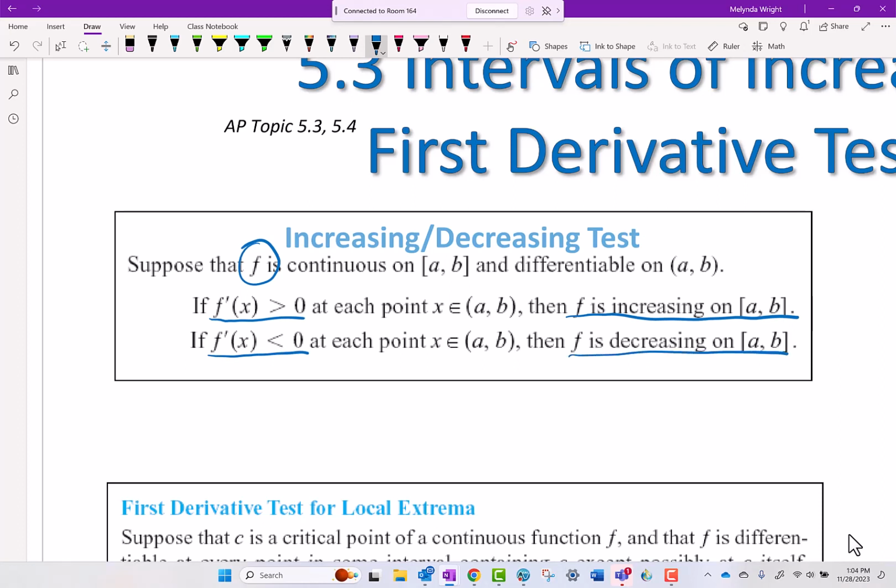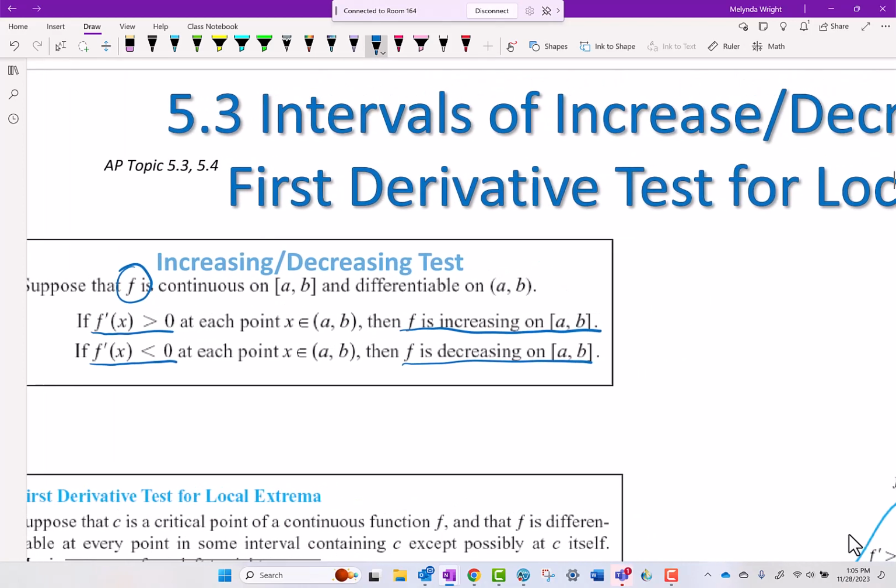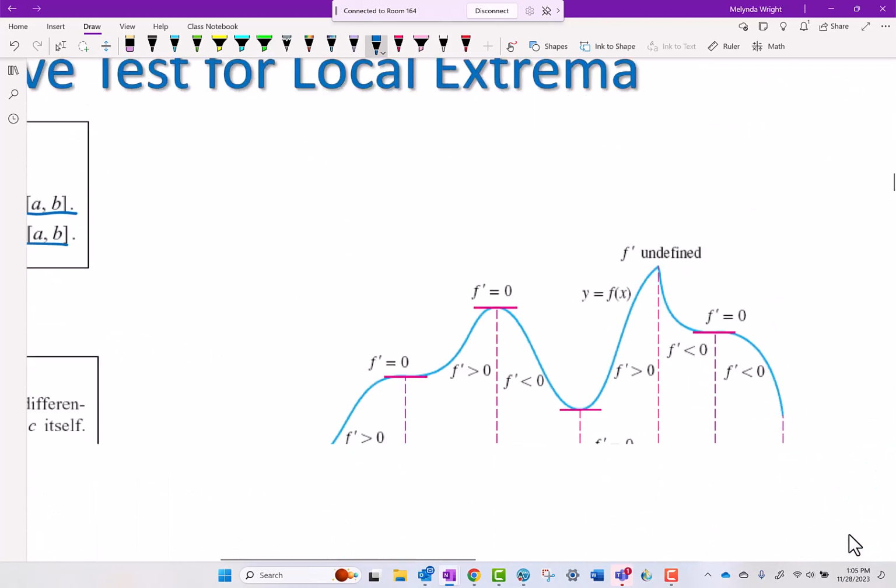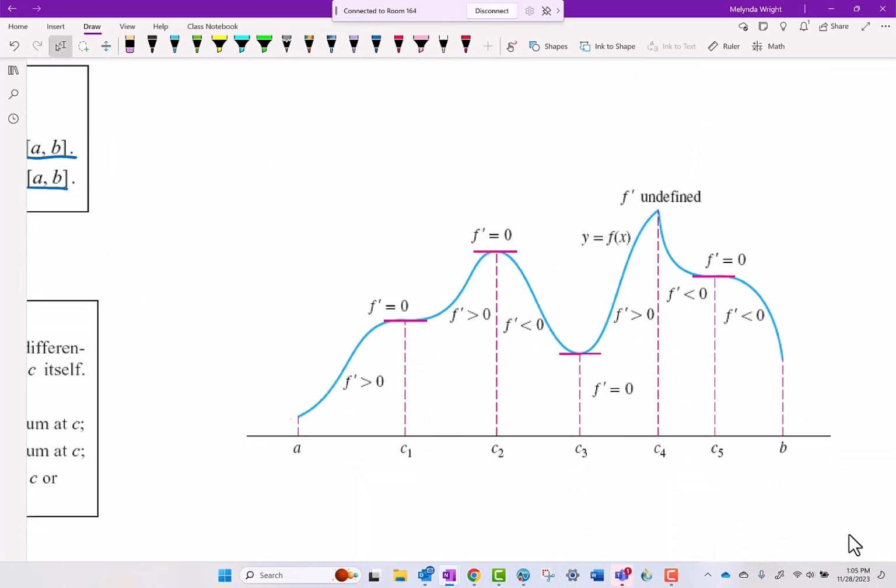And so let's look at a picture, a graph of how that would look. Here we see that in this location, let me just circle this, here's where f prime is positive. We've got f prime being positive. And so when f prime is positive, that means that we are increasing. So the function is going up.